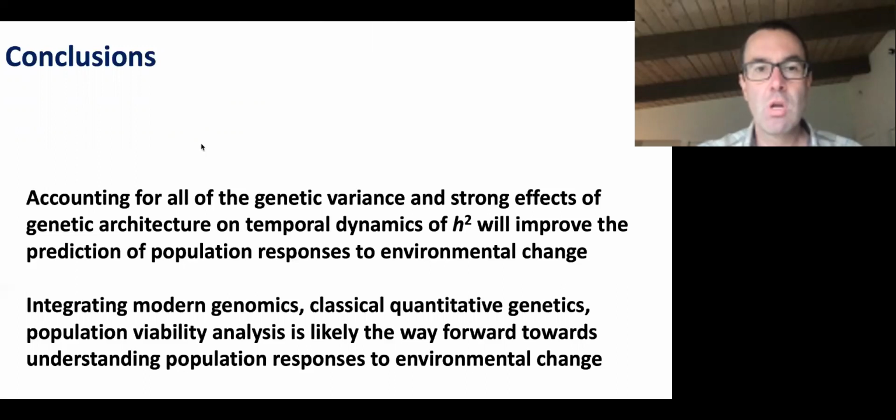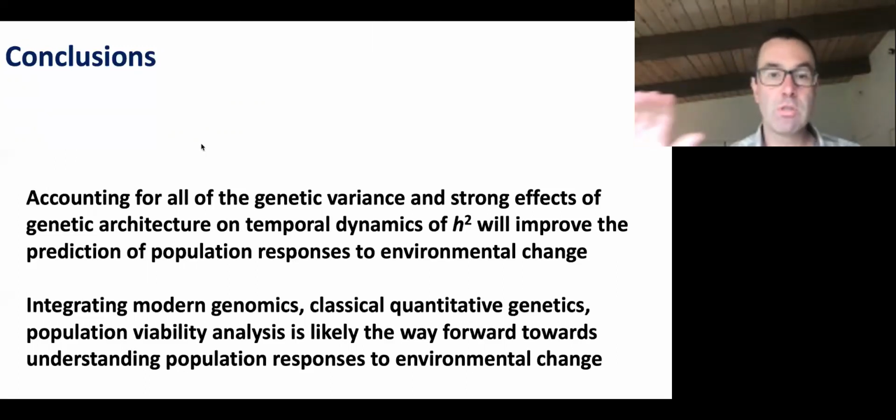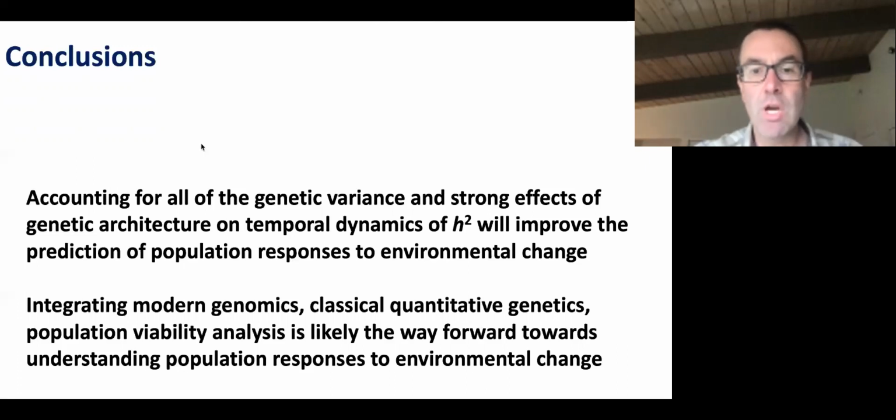And we must also account for the strong effects of the genetic architecture of a selected trait on the temporal dynamics of heritability. Doing so should improve the prediction of population responses to environmental change. What all of this suggests is that what's really necessary is to integrate findings from modern genomics, in other words, loci that we find that are associated with traits under selection, into classical quantitative genetic analyses and population viability analysis. We believe this is likely one of the best ways forward towards an understanding of how populations will respond to environmental change, like global warming.